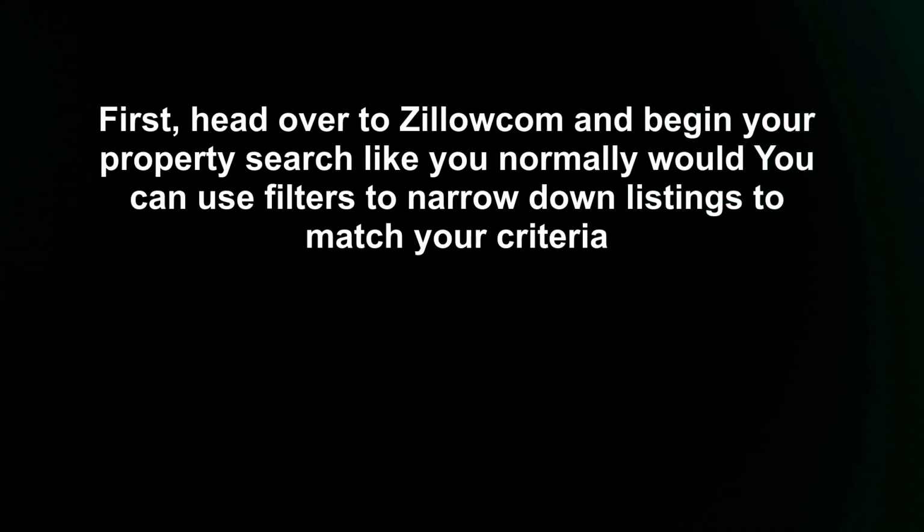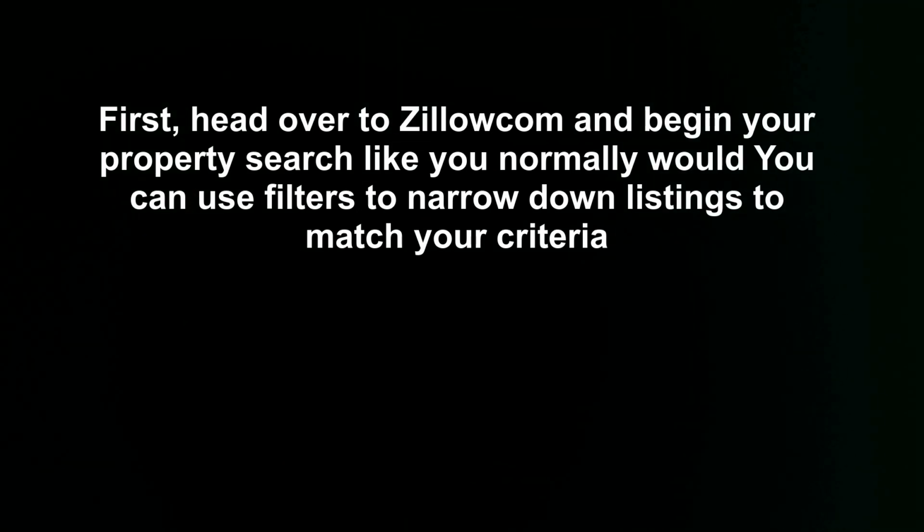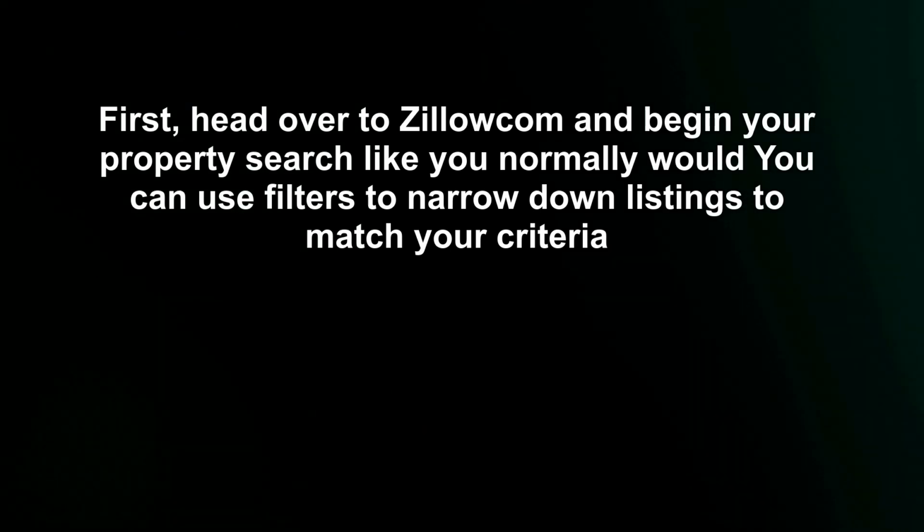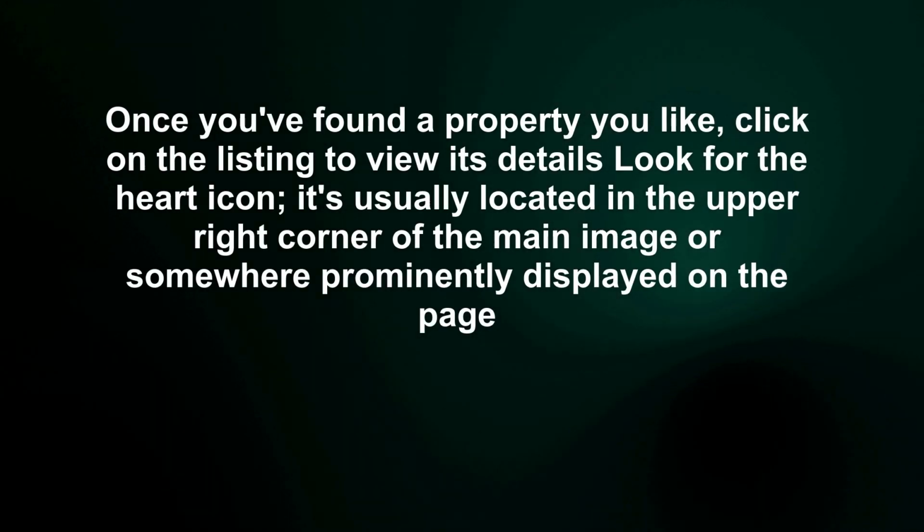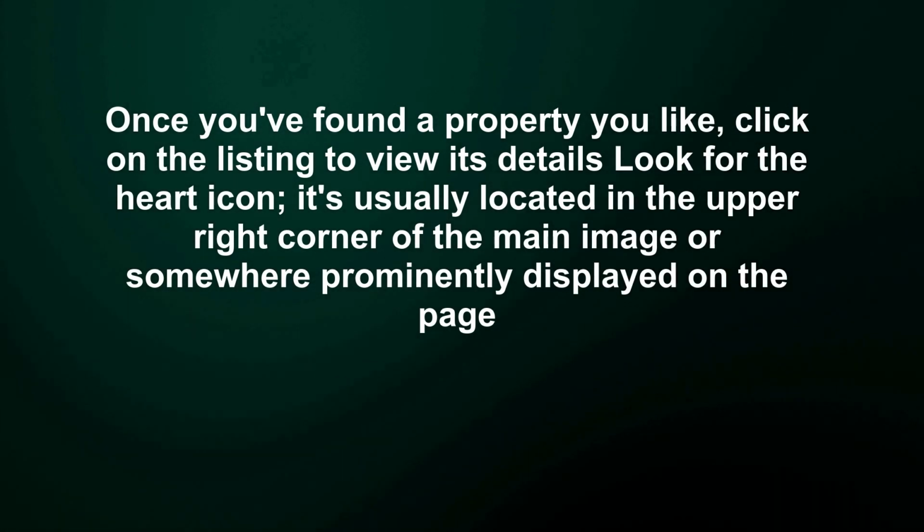First, head over to Zillow.com and begin your property search like you normally would. You can use filters to narrow down listings to match your criteria. Once you've found a property you like, click on the listing to view its details.